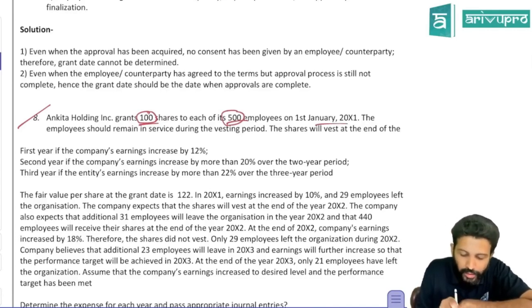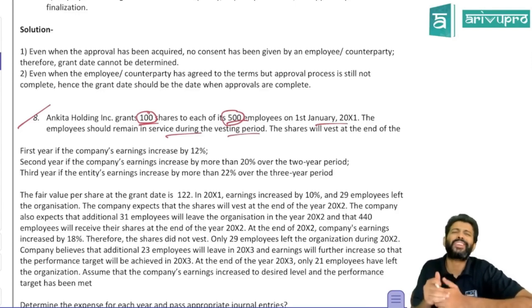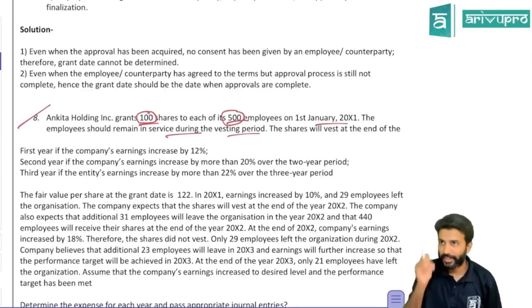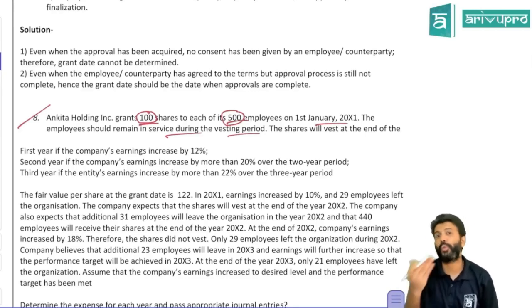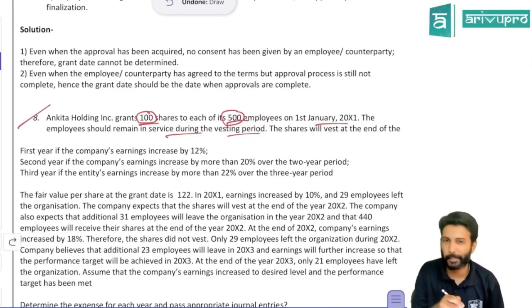The employee should remain in the vesting period during the vesting period. Vesting period is basically the waiting period. Normally the companies will put some conditions: work in my organization for 3 years and I will give you shares. That means employees won't get the shares immediately. They have to wait, in my example, for 3 years. That 3 years' waiting period we call the vesting period.